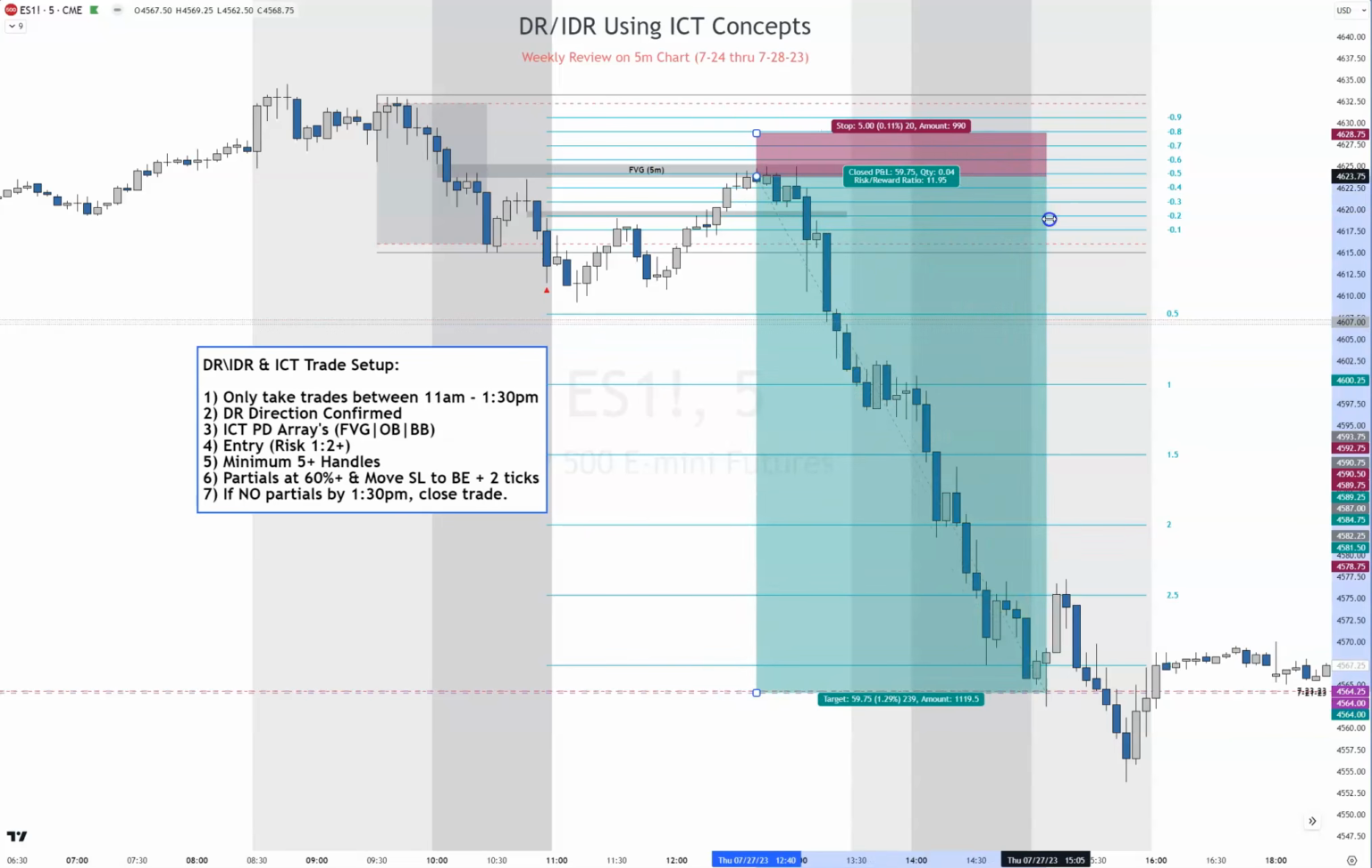That's 59.75. Let's just do one more, so it's 60 even. Let's try and get 60 even. That's 60 handles. Okay? 60 times $50 per handle on ES. That's 3,000. On Apex, that passed my funded challenge right there. Just that one trade passed the funded challenge right there.